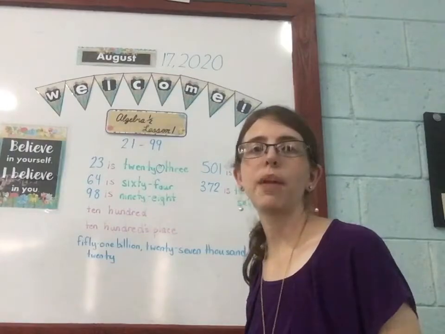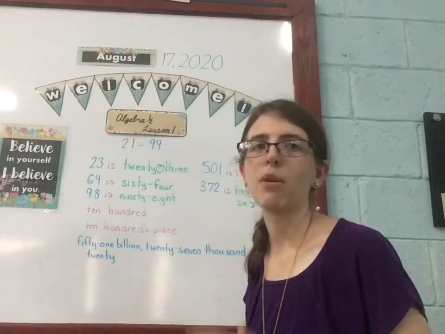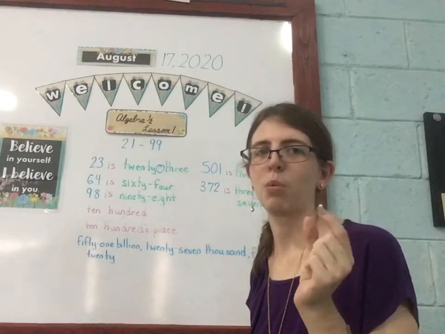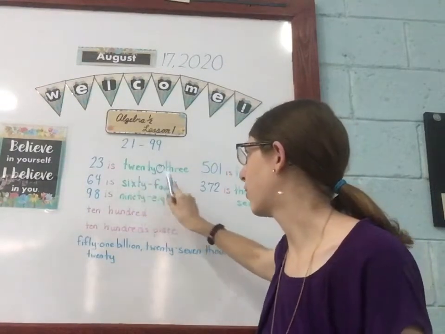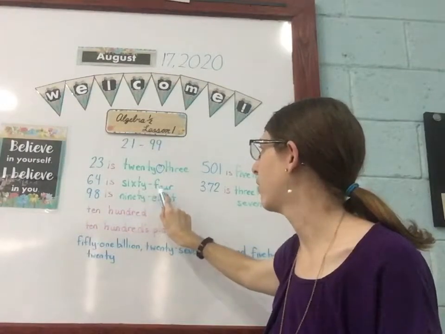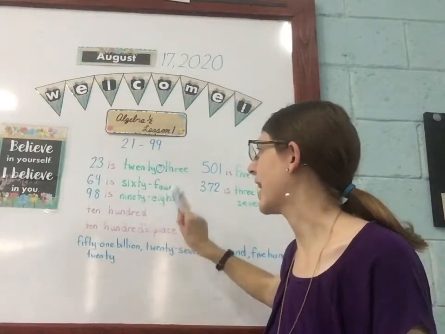Okay, now this only applies, by the way, to those numbers between 21 and 99 that aren't a multiple of 10, like 20, 30, 40, 50, 60. Those don't count because it's just one word, twenty, sixty. These are two words, twenty-three. So 64 is written sixty hyphen four. 98 is ninety hyphen eight.